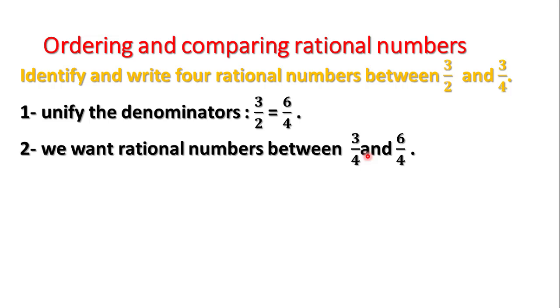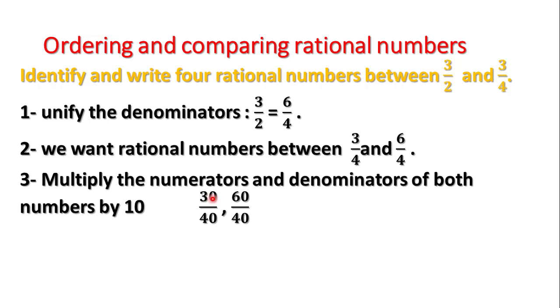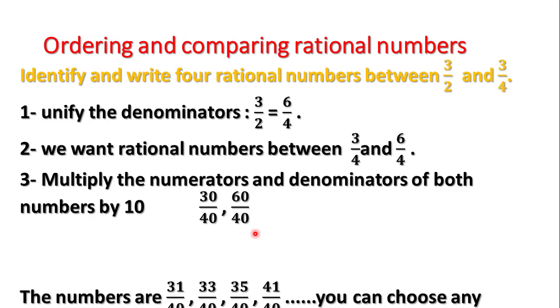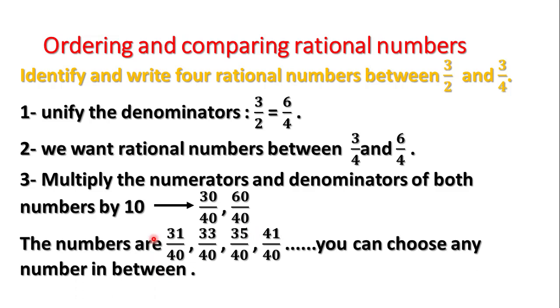Okay, but I need 4 numbers, so I multiply the two fractions by 10 up and down. 3 over 4, it means 30 over 40. 6 over 4, 60 over 40. I didn't change the fractions, but I make a wide range between the two numbers, 30 and 60. We have many numbers, so 30 over 40 and 60 over 40. Now I can choose many numbers like 31 over 40, 41 over 40, 35, 50, or whatever. You can choose any 4 numbers.